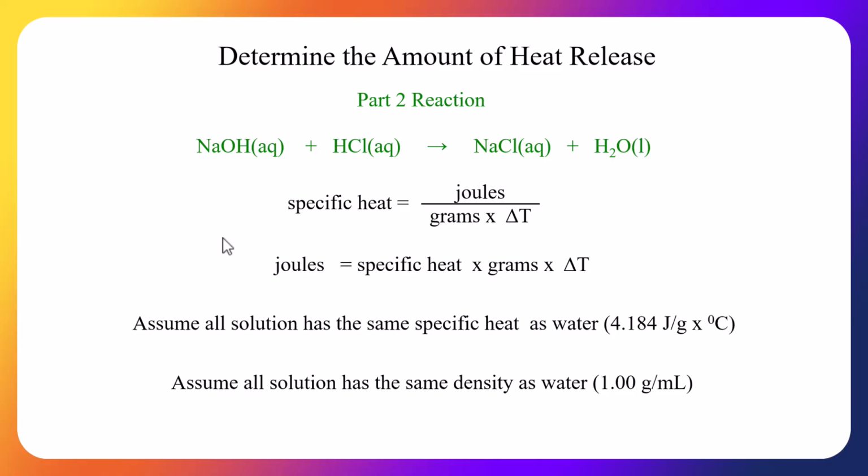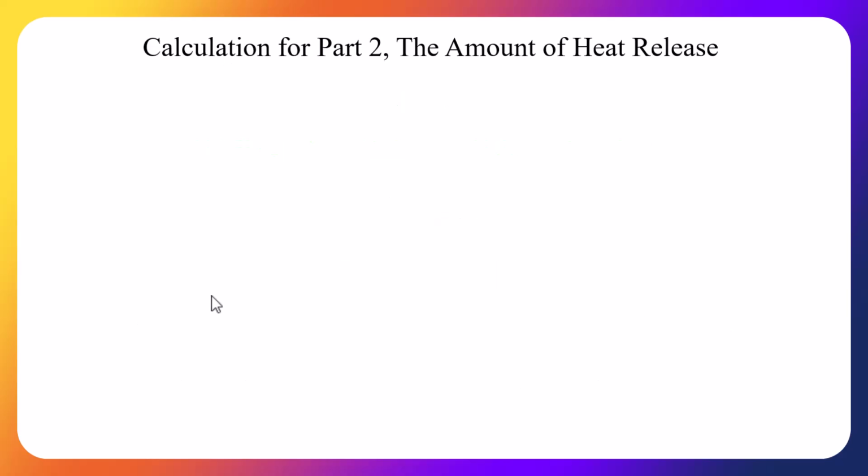Alright, so in part 2, the same thing. We have the reaction here. We have the specific heat. We have the joules equals specific heat times grams times delta T. Same assumptions, right? Water has a specific heat of 4.184, and all solutions have a density of 1 gram per milliliter. Same assumptions as experiment 1.